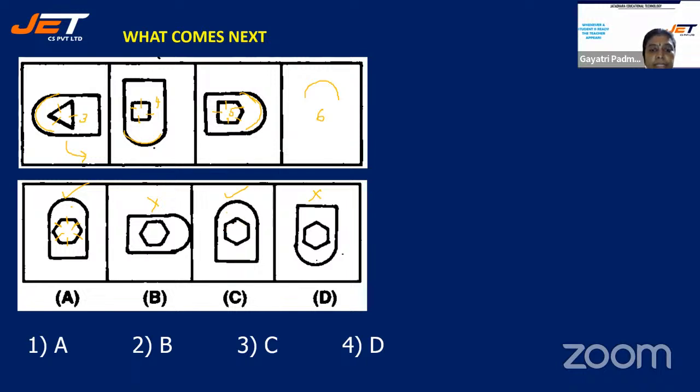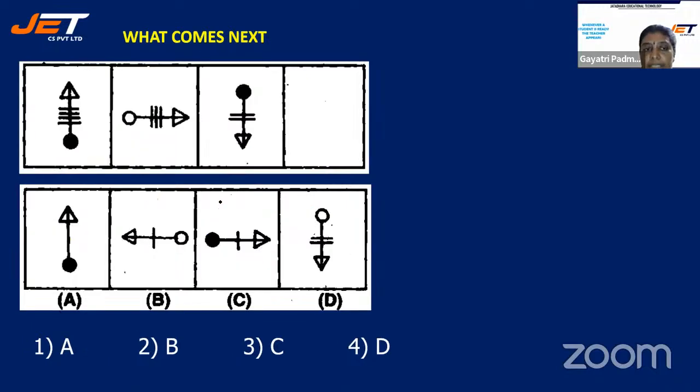And see here in C, 1, 2, 3, 4, 5. So here it shows only 5. But whereas in A you have 6. Okay. Right. So your positive answer could be only A. All right, students. Yes. Now let's move on to the next.